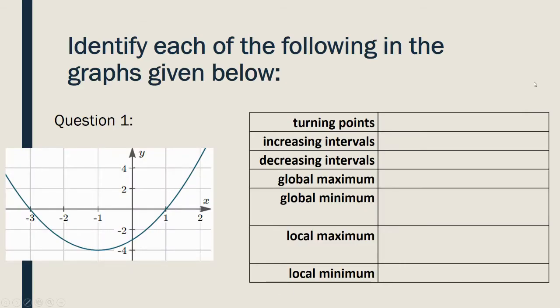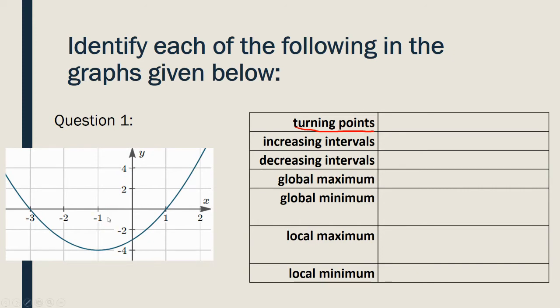So question number 1, it says identify each of the following in the graphs below. You'll notice that this graph is very similar to the last graph from the last lesson that we discussed. Before, we were talking about intervals where the graph is positive or negative, now we're going to be talking about turning points, increasing and decreasing, and maximums and minimums. So first, a turning point. Where is a turning point? I'm going to label that in red.